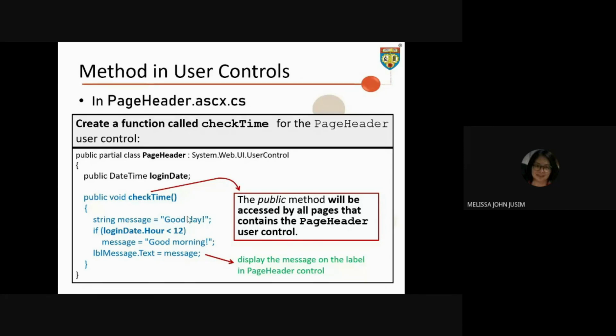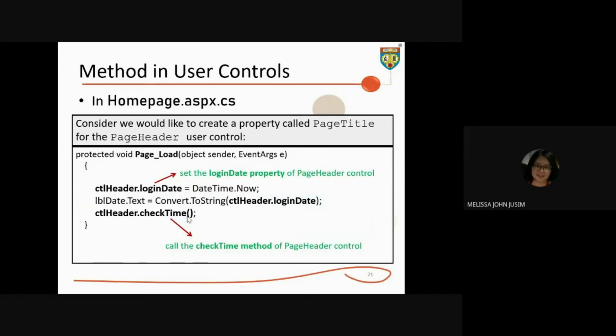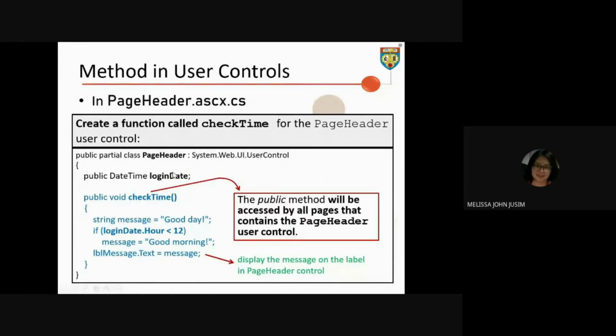So how do we use this? Perhaps we want to display this page header control in this home page. We can do that. We just need to go to the code behind, page load. Under page load, you set the current date time to this particular user control's login date. Remember that login date is the property of the user control.